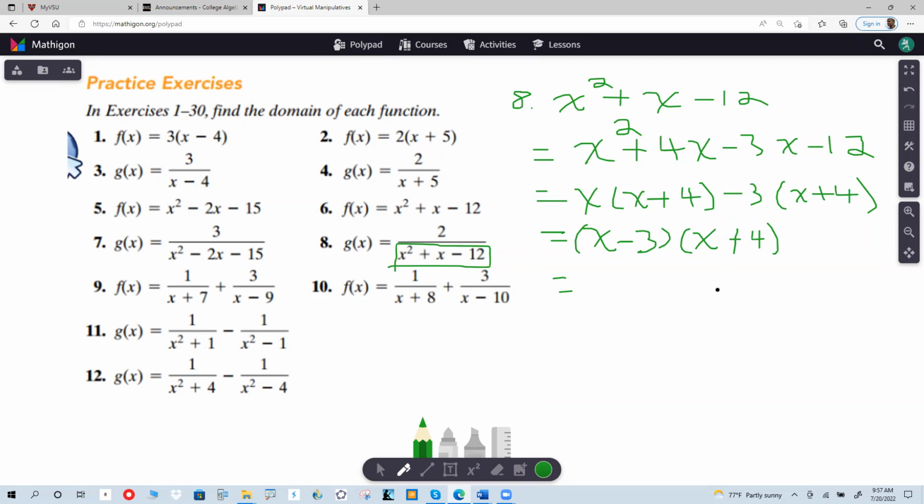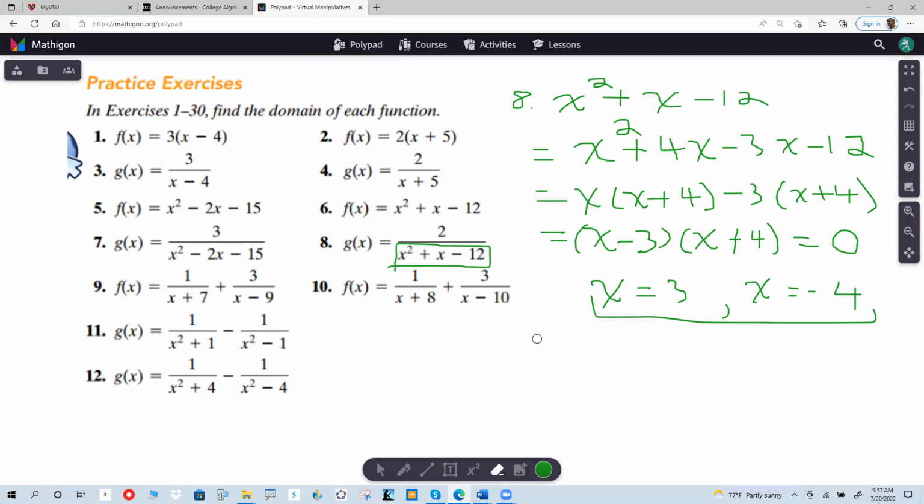Now, we're going to set this equal to 0 because you want to make sure the denominator is not equal to 0. So you want to find what makes it 0. You're going to pull those guys out. So the answer will be x when x is 3, this whole thing is 0. When x is negative 4, this whole thing is 0. Those are the bad guys.